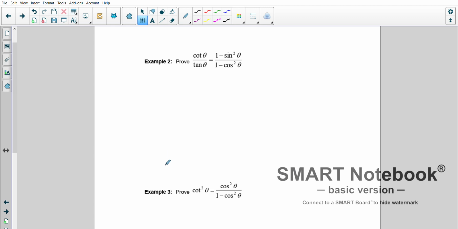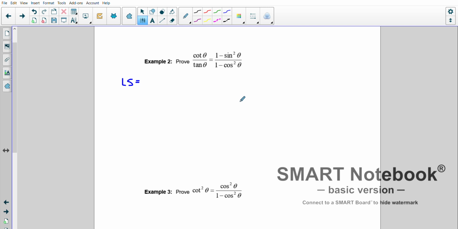This looks a little scarier, but we're just going to follow our rules. This would be a time when, you don't have to, but maybe you'd want to work with both sides. Let's start here. I want to put everything in terms of sine and cos. Sometimes you can work with a side, then you hit a dead end, so then maybe you start working with the other side, and away you go.